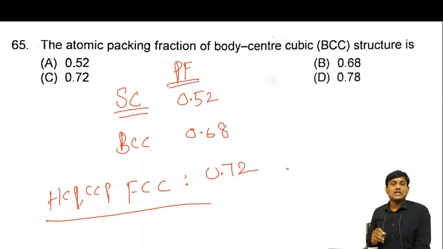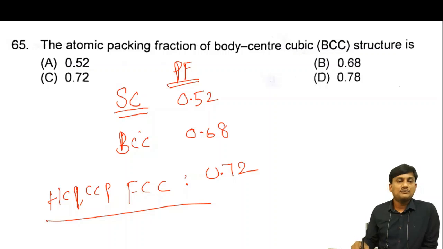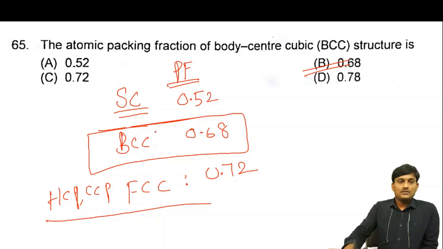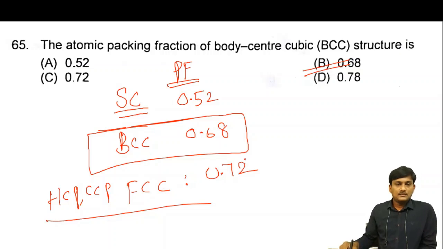So what is the correct option for BCC? Atomic packing fraction is 0.68. This is the correct option. For FCC, it's 0.74. So B is the correct option.